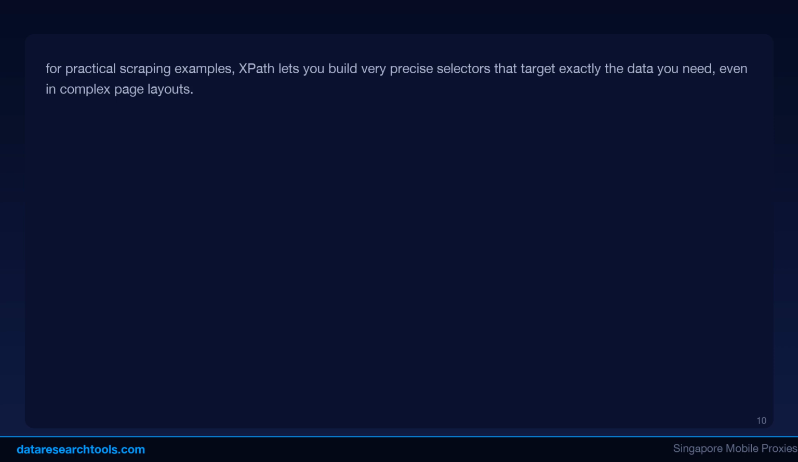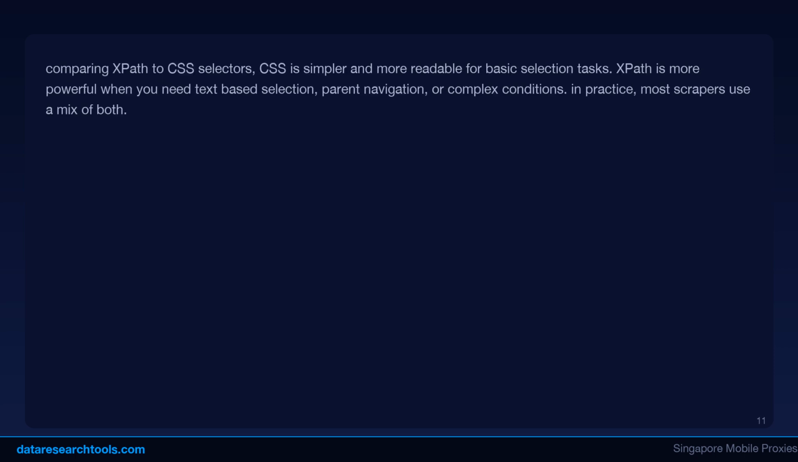For practical scraping applications, XPath is particularly useful for scraping data tables where you need to select specific rows and columns, for scraping forms where input fields may lack unique identifiers, for extracting data from nested structures like comments or threaded discussions, and for handling dynamically generated content where class names change on each page load.